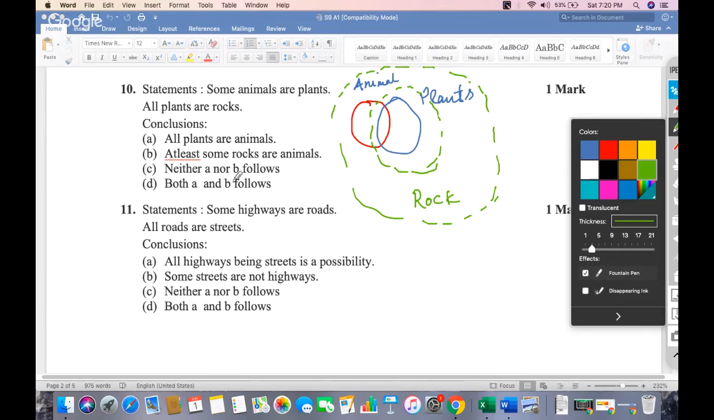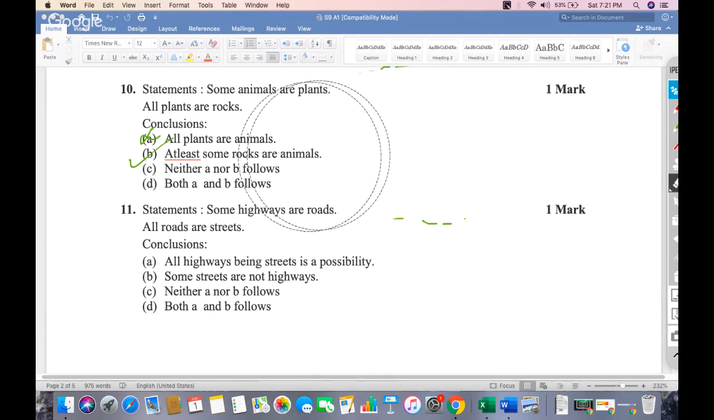So answer would be, all plants are animal is definitely wrong. Some animals are plant, all plants cannot be. At least some rocks are animal is definitely correct. So hence answer is B. Let me go to question number 11.